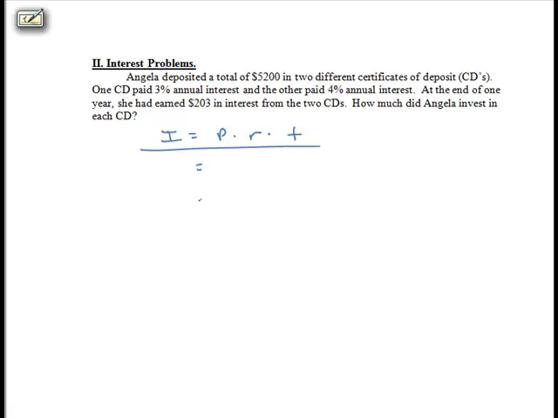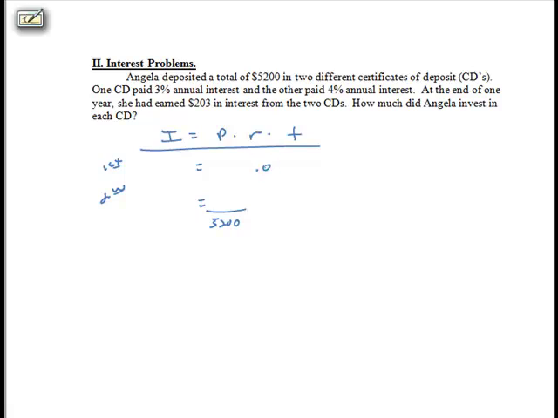So we want to organize the information. We have the first investment, we have the second investment. Don't confuse the information because they're each going to have an interest, principal, rate, and time. So first of all, we see that the total amount invested is $5,200. We don't know how much is invested in each account, but the total amount invested is $5,200.